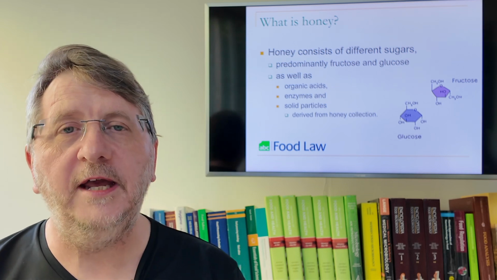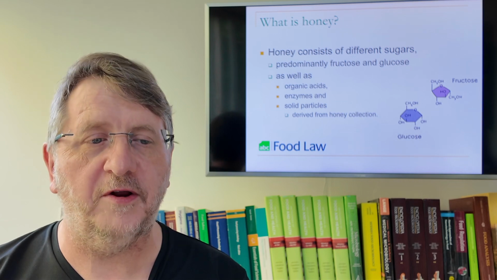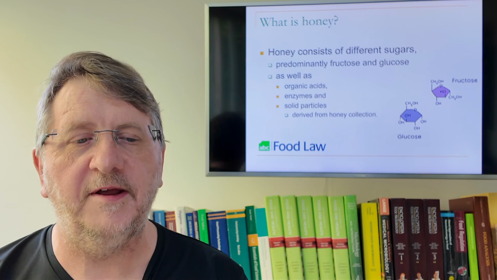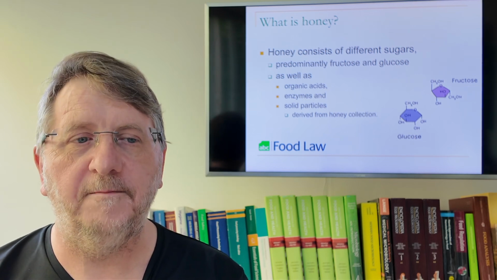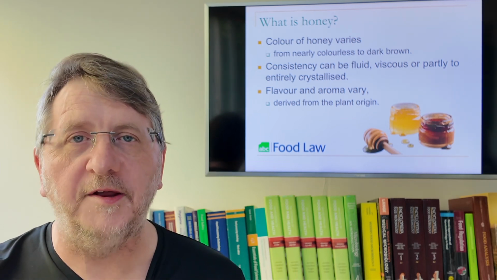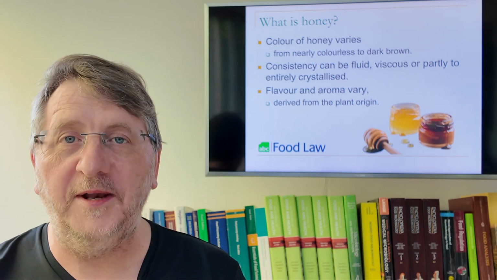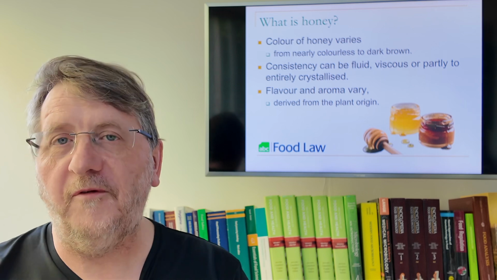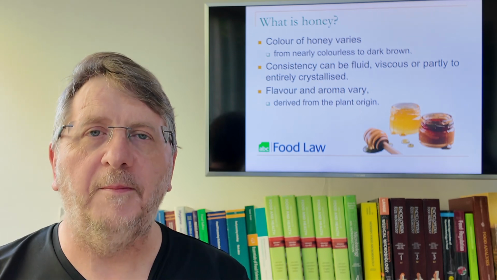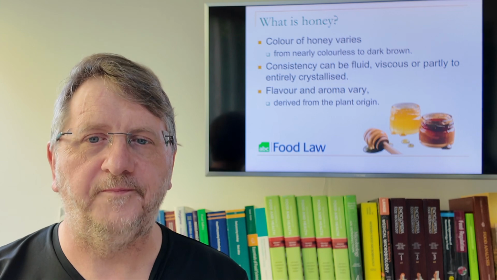So what is honey? Honey is mostly sugar, and it consists of different sugars, but predominantly glucose and fructose. But there are lots of other things in there. We have organic acids and enzymes and various other particles and solids. The honey colour can vary. You can get almost colourless honey to almost treacle-like dark brown honey. Consistency, it can be fluid, it can be crystalline. And the flavour can vary enormously. It's actually the nature of the plant origin that will typically determine the flavour of the honey itself.